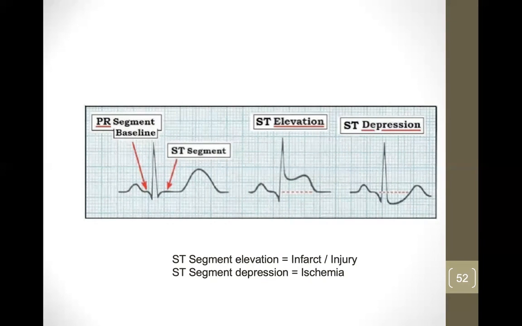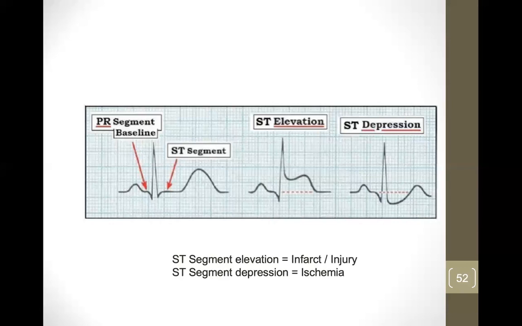In this case over here, the isoelectric line should be continuing right here, and that's where we would want our ST segment to be. But instead of it being at the line or elevated, it's actually depressed. So this is called ST segment depression because it's below where we would expect it to be. And this means ischemia is happening.